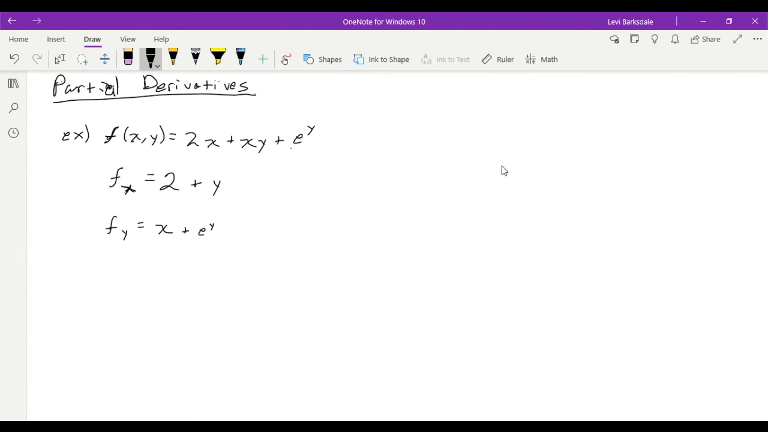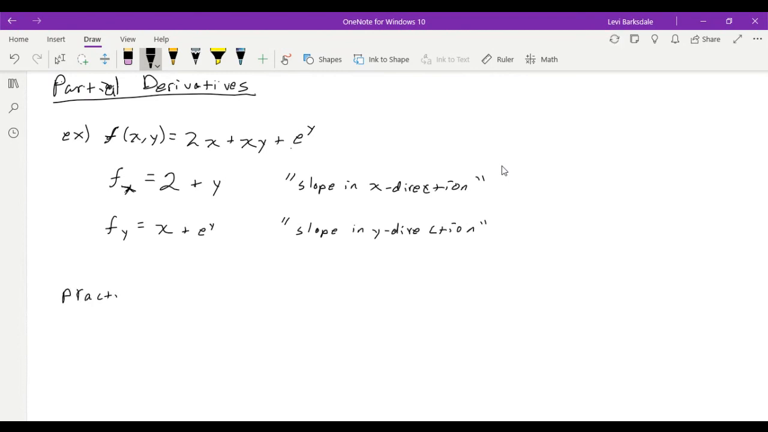And the way we would interpret this is on a 3D graph. This would be like the slope in the x direction. So if you were to hold y constant and walk in the positive x direction, this would be the slope you would experience. And for the partial with respect to y, this is similarly the slope in the y direction. So if you were to simply start walking exactly in the positive y direction, that would be the slope you experience. That's kind of one interpretation of partial derivatives.